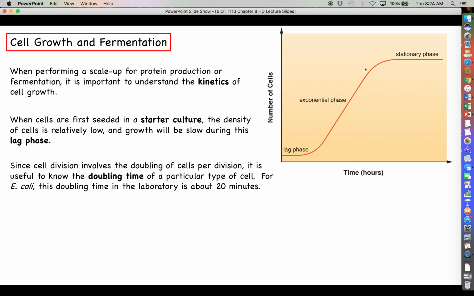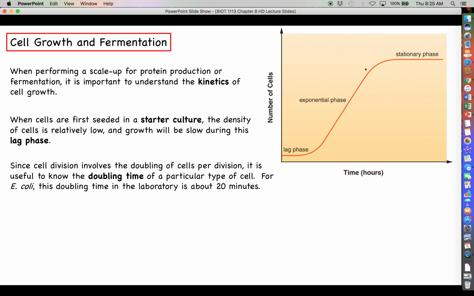Now, to understand what we do about cell division, regardless of what kind of cell you're dealing with or what type of cell division you're dealing with, cell division involves the doubling of cells every time you have a division event. So it's useful to think about what we call the doubling time of a particular type of cell. In other words, if you've got 500,000 cells in your starter culture, and you know the doubling time of that particular cell type, then after that period of time, you should have 1 million cells. And then after another period of time, you should have 2 million, and then 4 million, and then 8 million, 16 million, and so on.